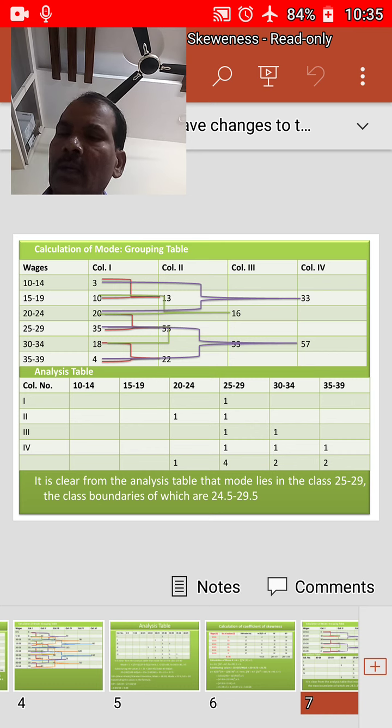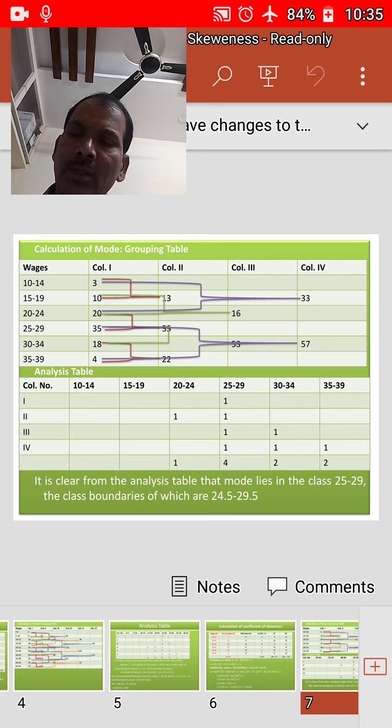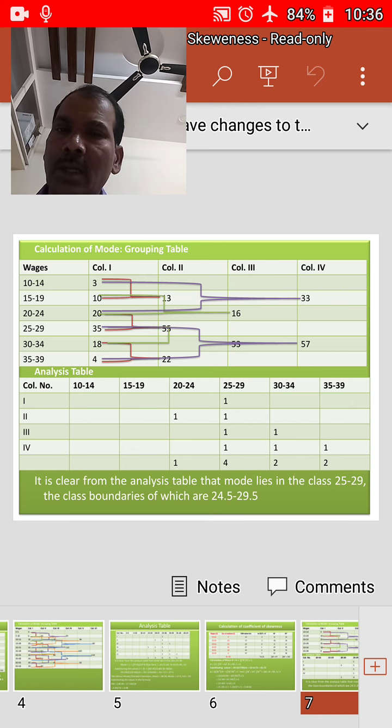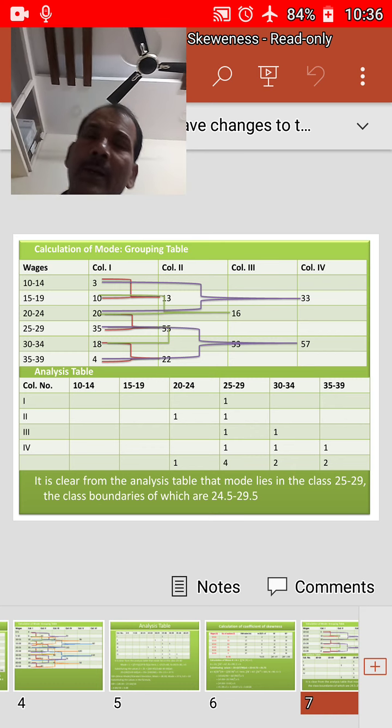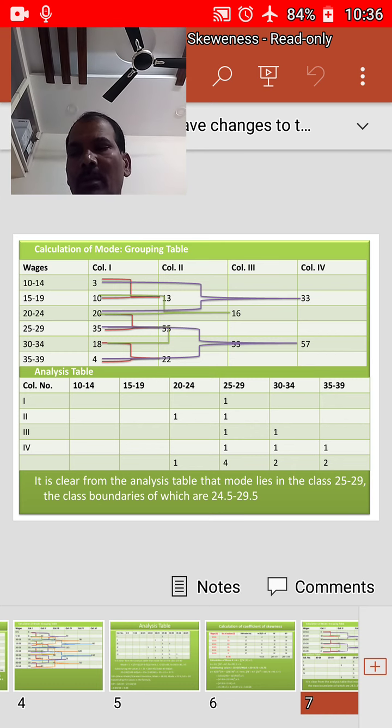4 corresponds to the 25-29 class. It is clear from the analysis table that mode lies in the class 25-29, the class boundaries of which are 24.5-29.5, because it is given in the inclusive method, and we need to convert it to exclusive method by subtracting 0.5 from the lower limit and adding 0.5 to the upper limit.